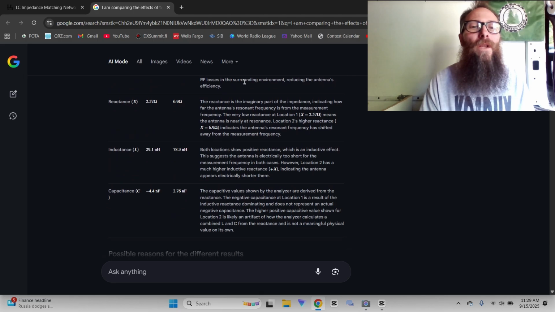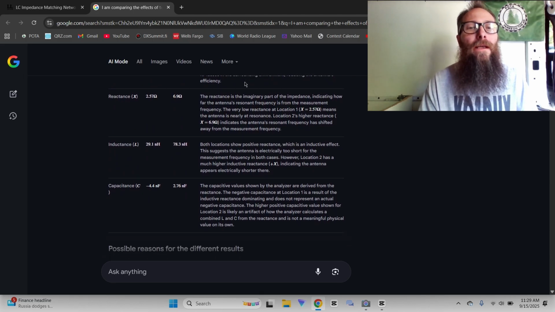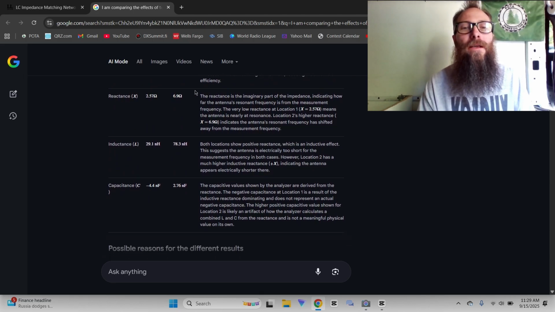So this is what they say. The reactance is the imaginary part of the impedance, indicating how far the antenna's resonant frequency is from the measurement frequency. A very low reactance at location number 1 means the antenna is nearly at resonance. Location 2, higher reactance, indicates the antenna's resonant frequency has shifted away from the measurement frequency.